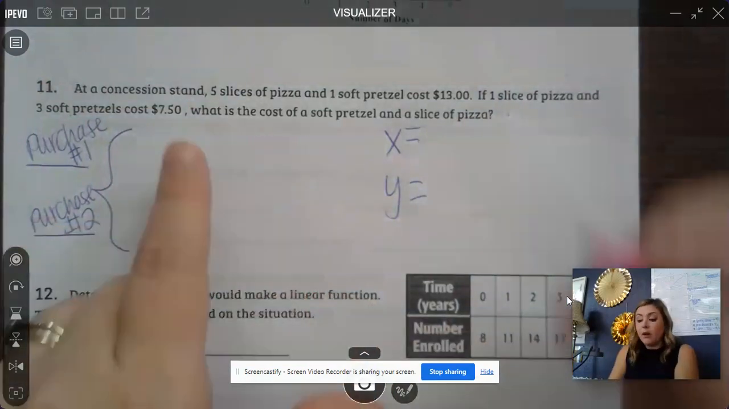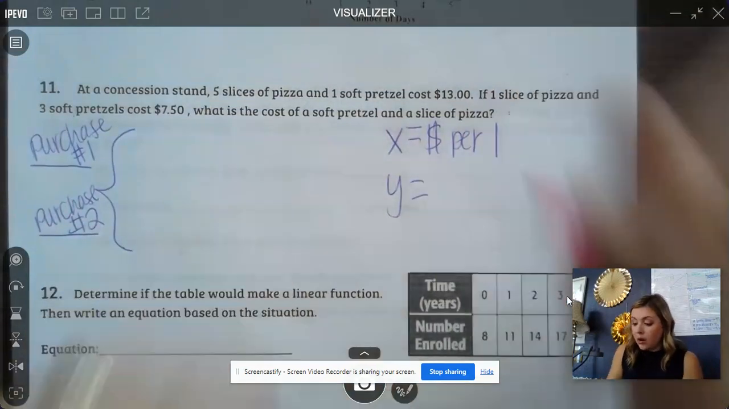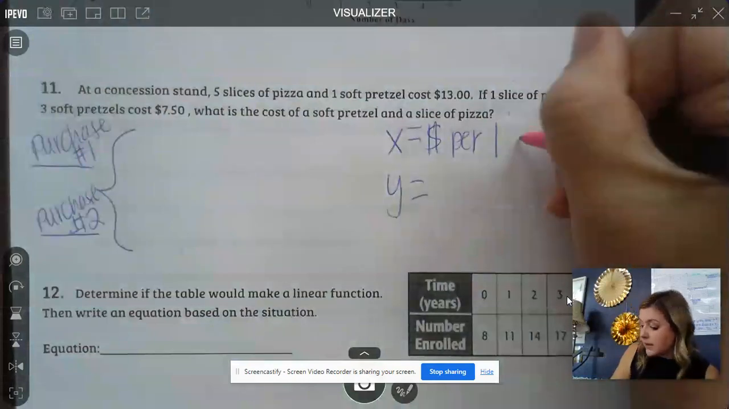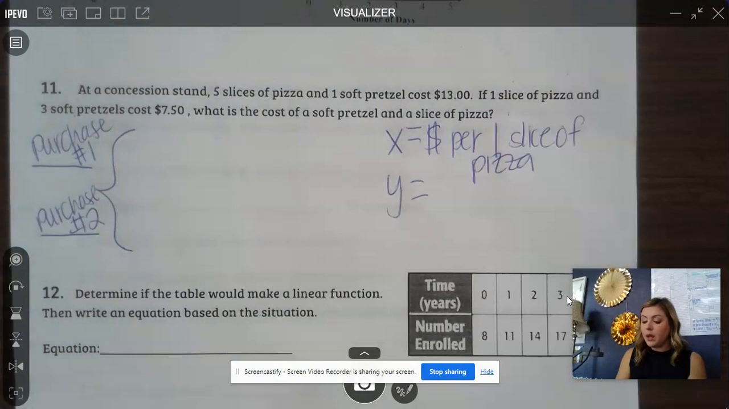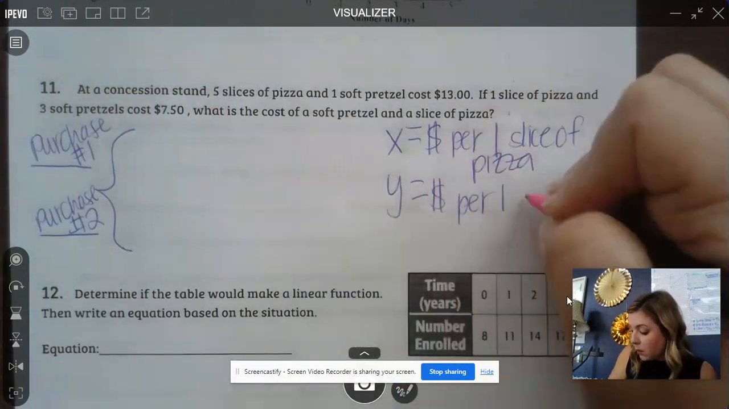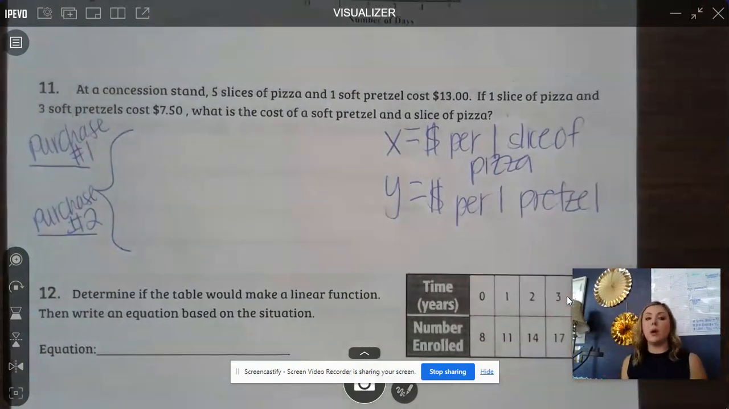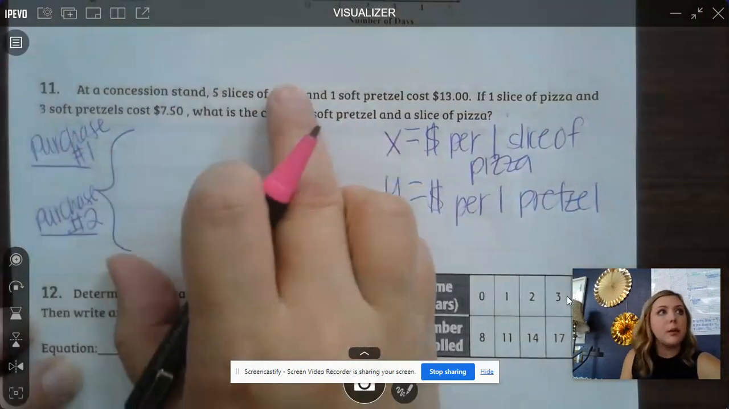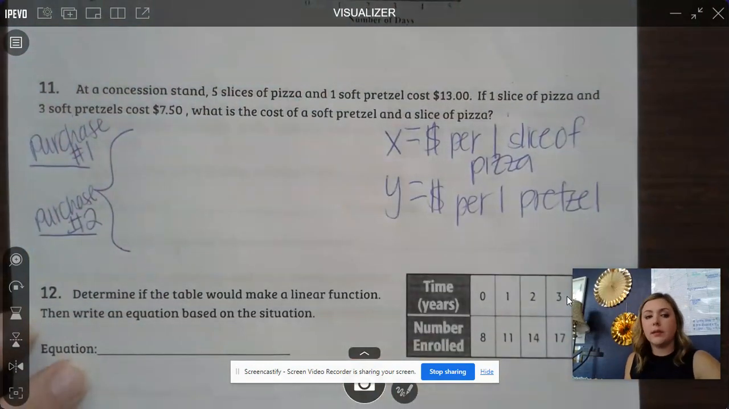And I need to solve for the cost per 1. And I'm going to go in order of how the numbers are per 1 slice of pizza. And then Y is going to be the cost per 1 pretzel. Okay? So I know exactly what my X and Y are, and I know how each purchase, I know the number of them from the prompt. So now I kind of just have to match the numbers to the variables and write the equation.